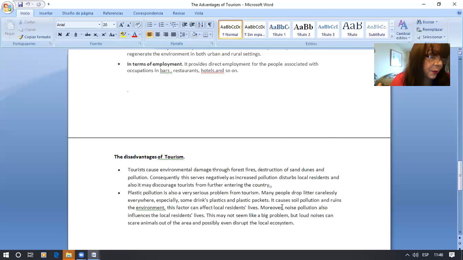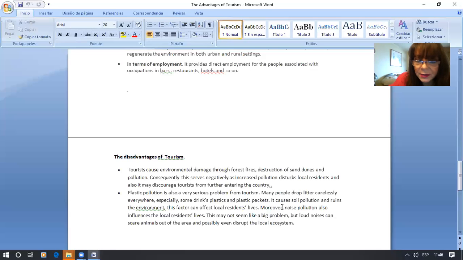Maybe we can add others, right? From what I have read and you have read, we can add other advantages. For example, in general, if we want to summarize the advantages, we can say that tourism provides money, right? And also jobs for people, especially for local people.